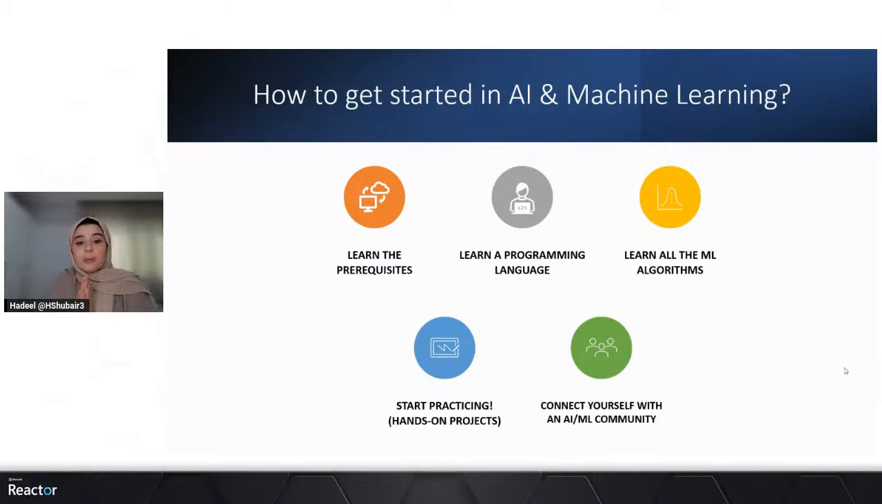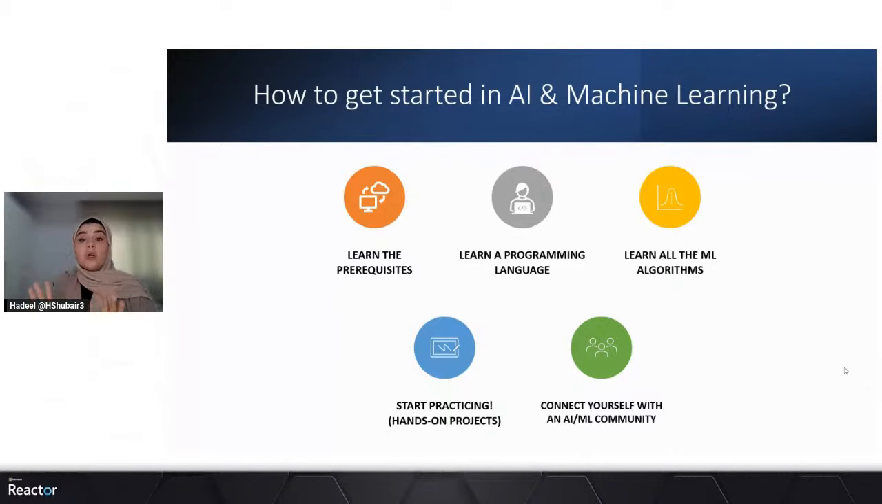So after you've learned the prerequisites, you will need to be familiar with a programming or coding language. So get yourself familiar. The easiest language is Python. Python is very easy to use. It's very beginner friendly as well. You can use R also, or RStudio, Java. So get familiar with a coding language that you really like.